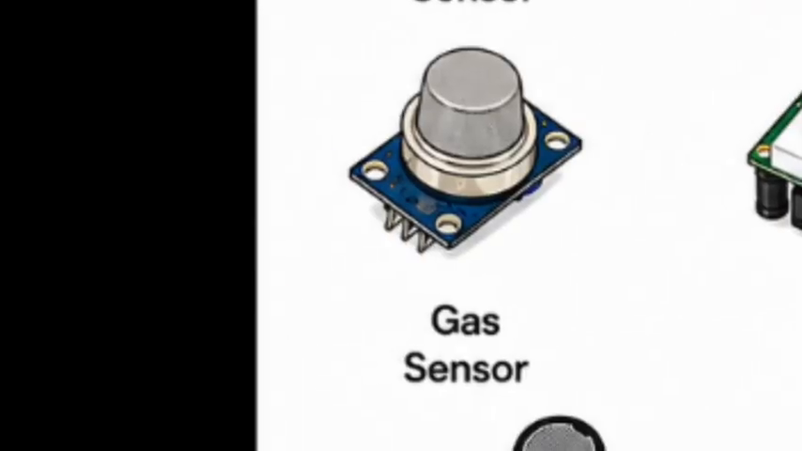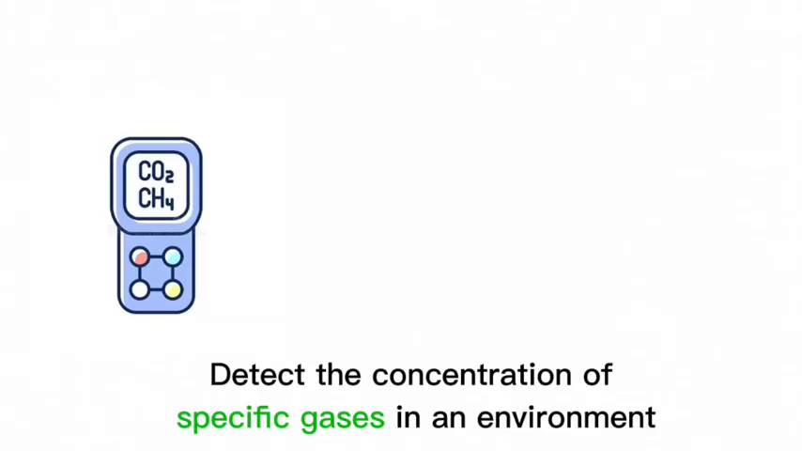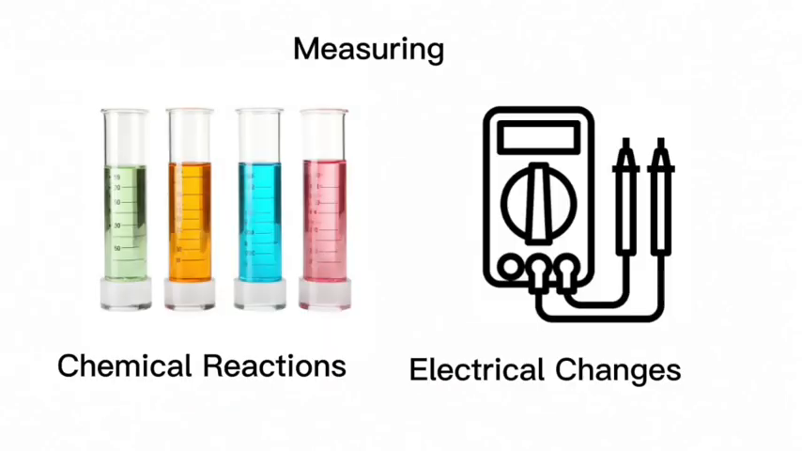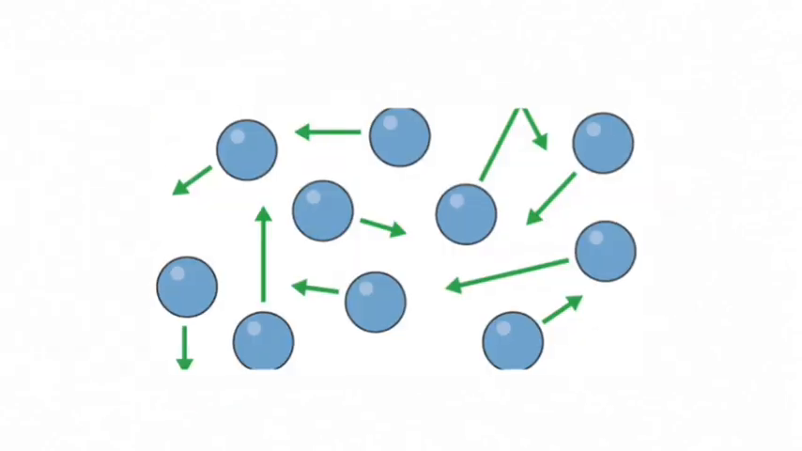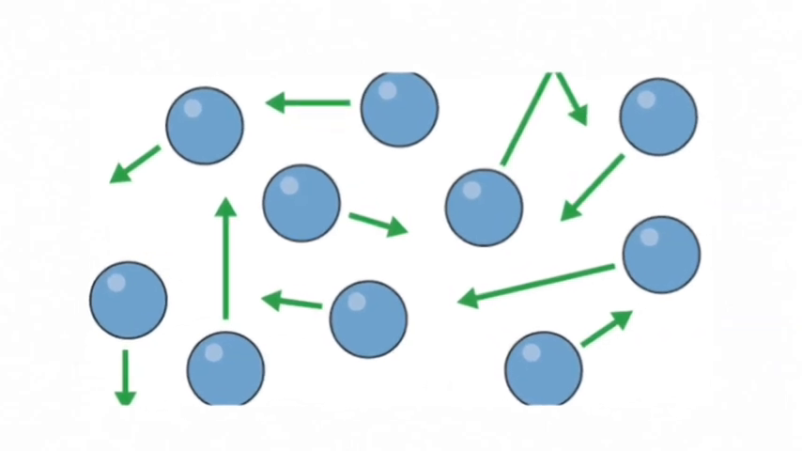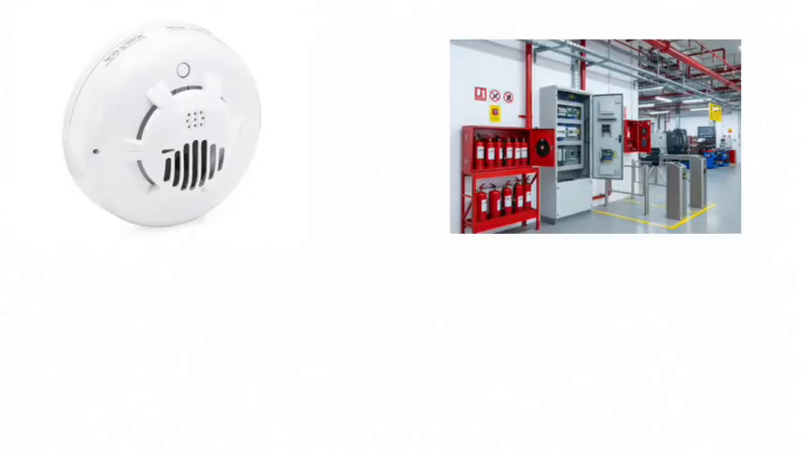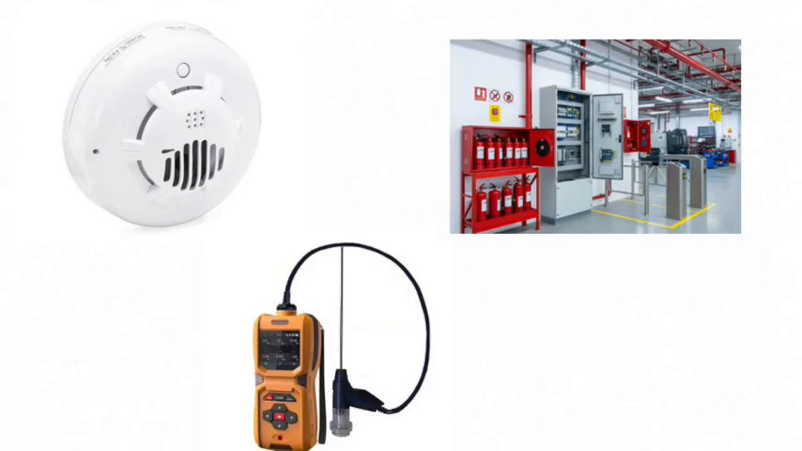Gas sensor. Gas sensors are designed to detect the presence and concentration of specific gases in the environment. They work by measuring chemical reactions or electrical changes that occur when gas molecules interact with the sensing element. Common applications include carbon monoxide detectors, industrial safety systems, and environmental monitoring equipment.